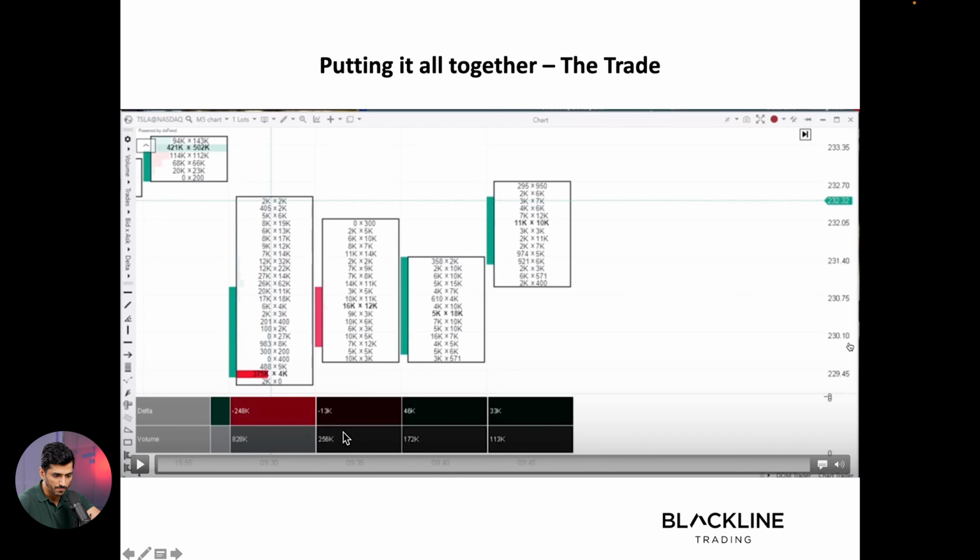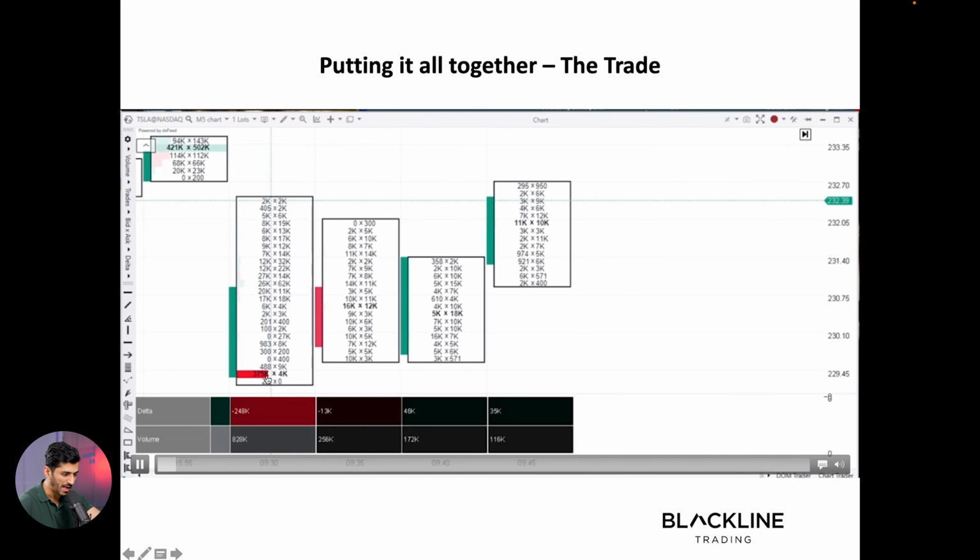Tesla opens right below 230. We already established the context of the session. We said that 230 is a big level. Now, this is a level of interest, and we want to see how responsive actors or the initiative actors come in and which side basically takes control. So this is a live example. Let's go ahead and play, and let's see what actually happens.